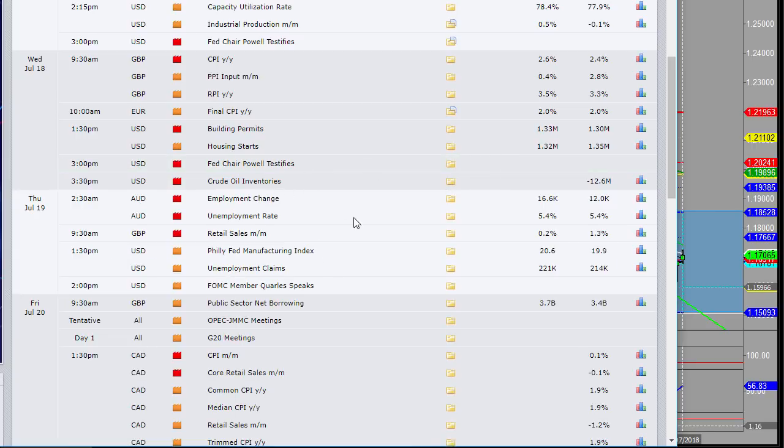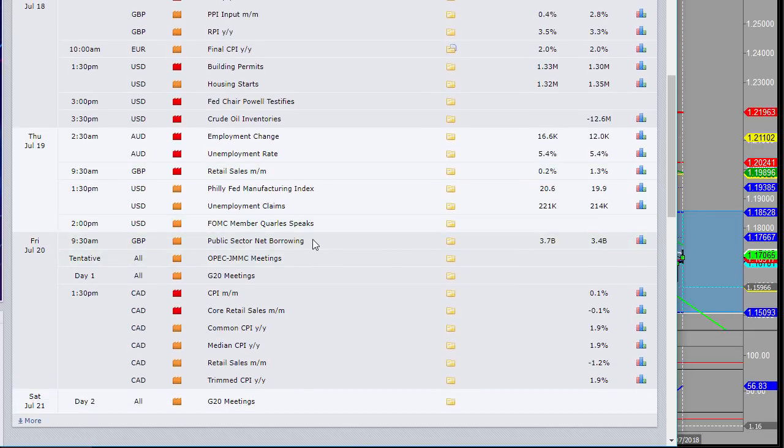Crude oil inventories later. Thursday, we've got the Aussie unemployment data, or employment data, whichever way you look at it, coming out at 2:30. Some volatility there, and retail sales in the UK. Again, it's a big day, a big week for the pound this week, with three very important figures coming out.